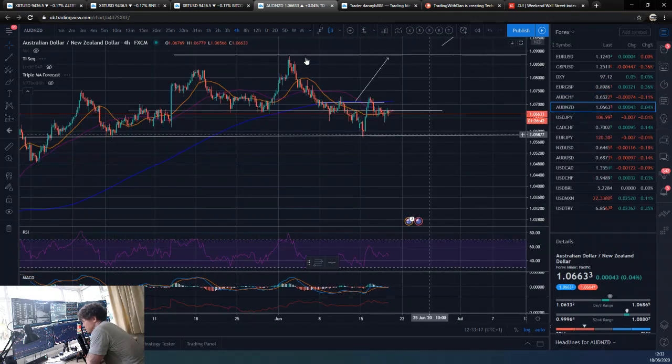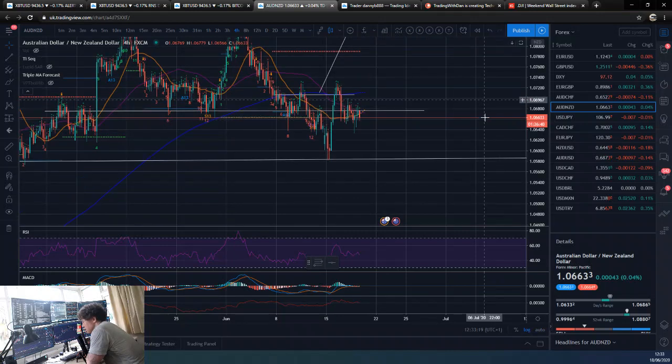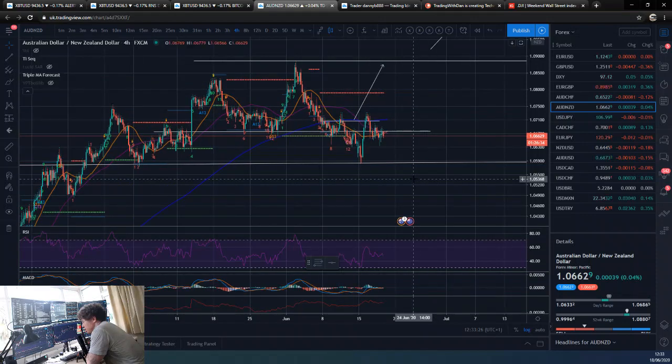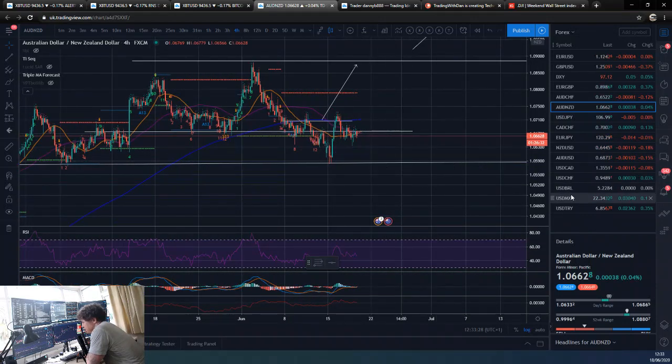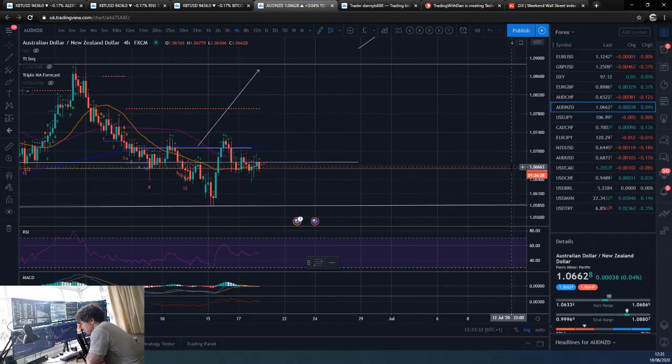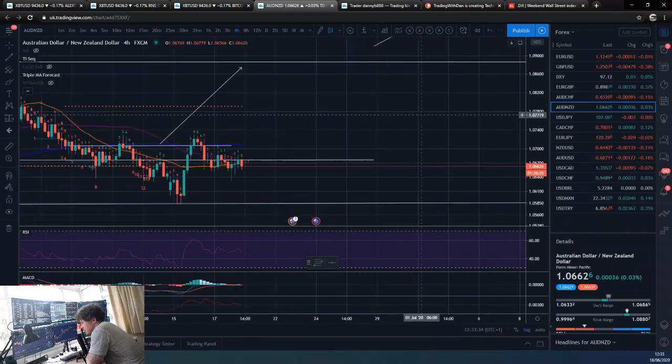Aussie dollar, New Zealand dollar. It's sort of playing out a bit of a tightening formation too. The market's deciding what it wants to do in this one. Not a lot to read. Have we got anything to read TD wise? Not a lot to read TD wise.